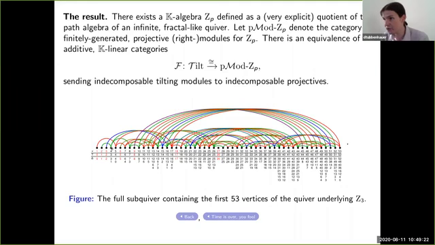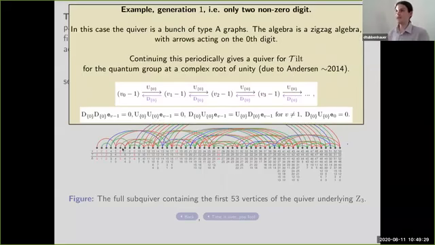2 is connected to 4, is connected to 8, is connected to 10, and so on. So you have connected components, but they're certainly not trivial. And this is a 0-digit game, right? Generation 1. So this is the root. If you continue this periodically, you get the quantum group. The quantum group is a complex root of unity. And each connected component is a zigzag algebra.